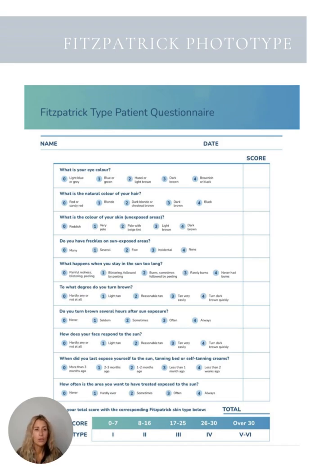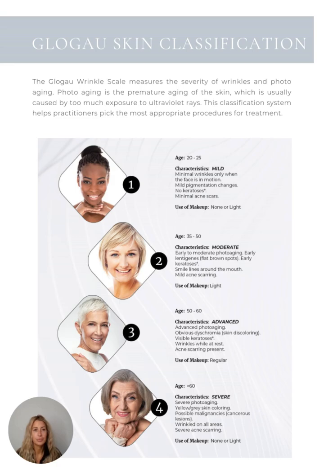It will include questions like, what's your eye colour? What's the natural colour of your hair? How does your skin react in the sun? How do you burn? You answer 1 to 4, you work out the total score at the end, and it will give you your average skin type.